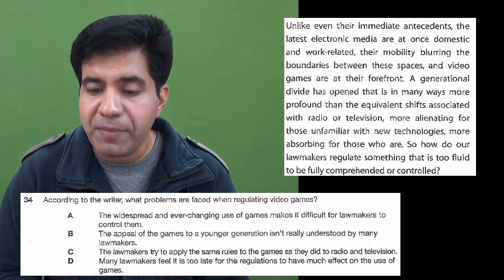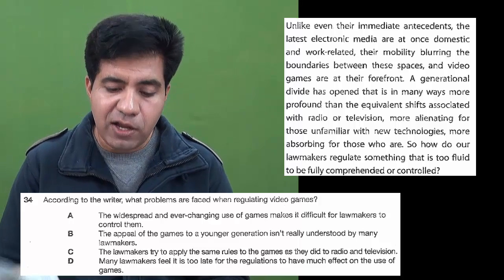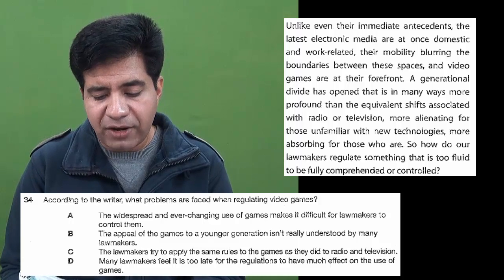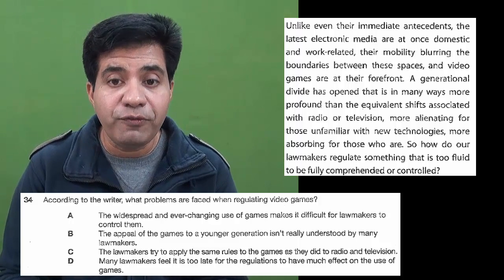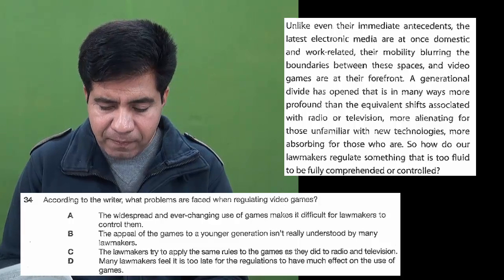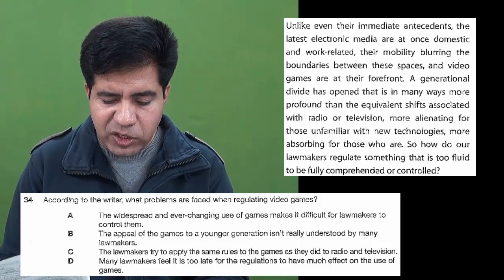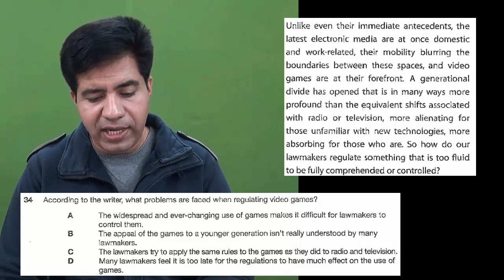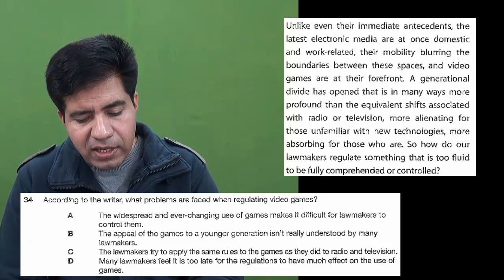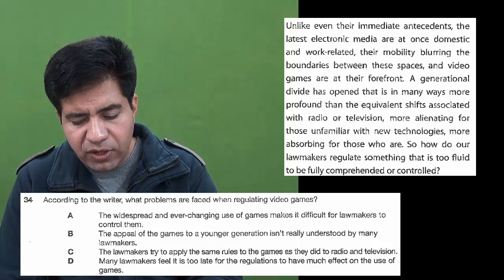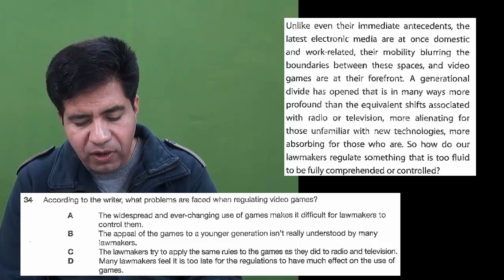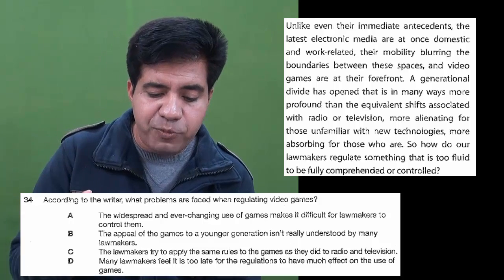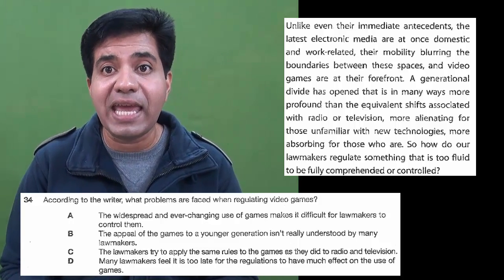Now keep this information in mind, and then we see what options are available. According to the writer, what problems are faced when regulating video games? Too fluid. That's what you need to keep in mind, something that is too fluid to be fully comprehended and controlled. These are the problems, right? So they say here, A, the widespread and ever-changing use of games makes it difficult for lawmakers to control them. Right answer.